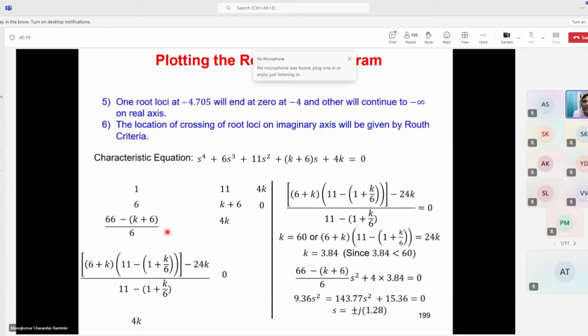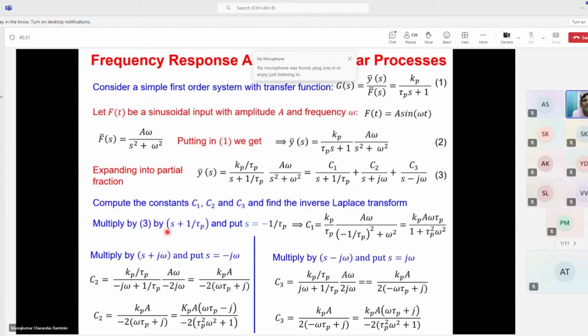What we are going to see today in this class is frequency response analysis of linear processes. Before we start the frequency response analysis of linear processes, let me ask this question: why frequency response? Okay, so see, remember how this course started.